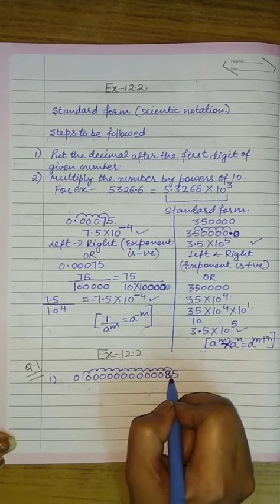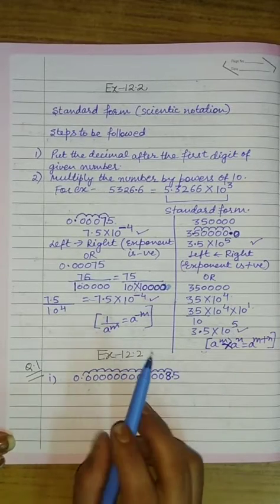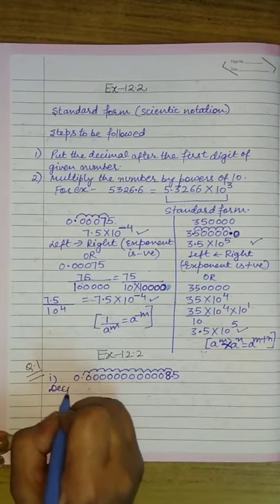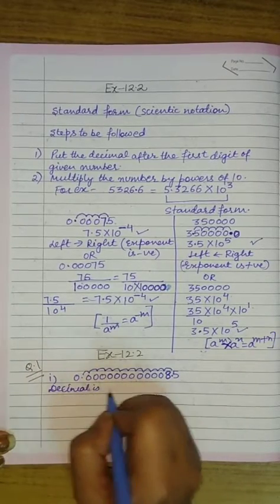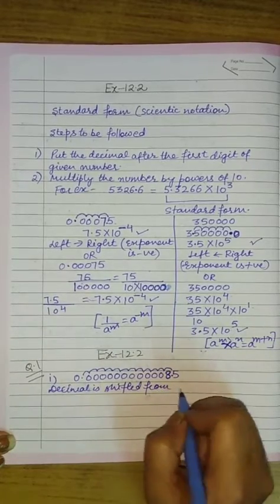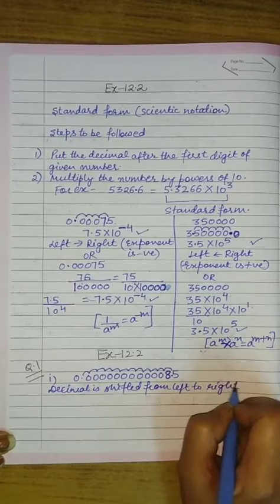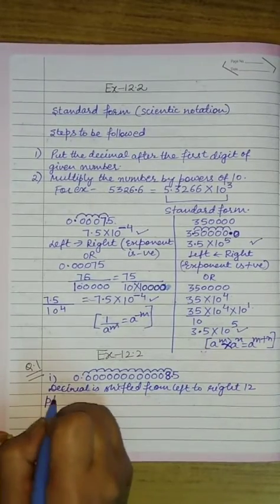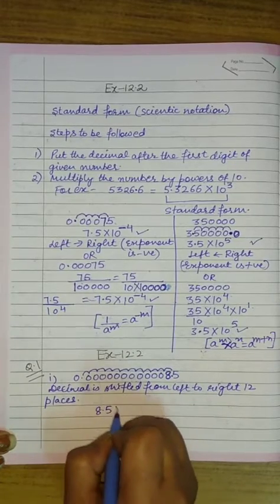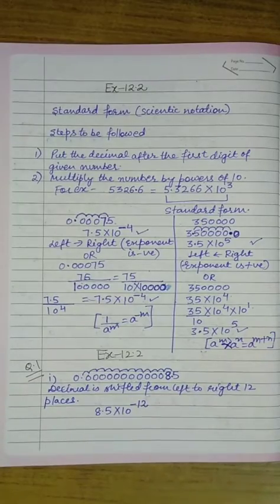And how are we shifting? The move is from left to right, so the exponent will be negative. We are shifting the decimal, so we will write: decimal is shifted from left to right 12 places. So what will be the answer? 8.5 into 10 raised to power minus 12.